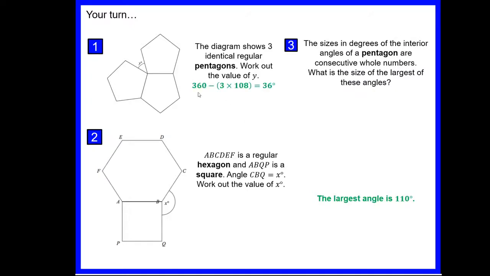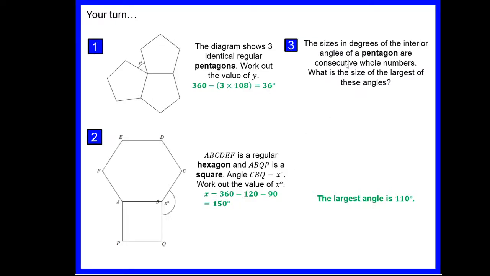So, our first one up here, we've got our 360 degrees, 3 lots of 108 gives us 36 degrees. So with identical pentagons, the interior angle in the pentagon is 108, so 3 lots of 108 subtracted from our angles around a point at 360 gives us 36 degrees. Our second one down here, we've got our hexagon. So again, we find the interior angle in the hexagon, and we've got our square, which we know is 90 degrees at the corner, and angles around a point add to 360. So 360 minus the 120 degrees from our hexagon minus our 90 degrees gives us 150 degrees.